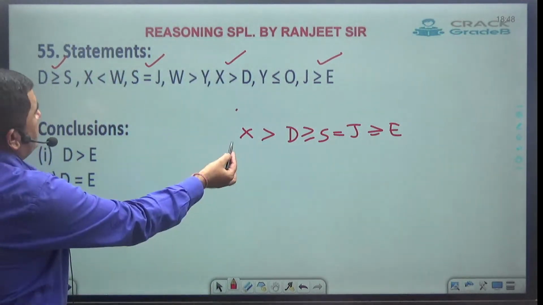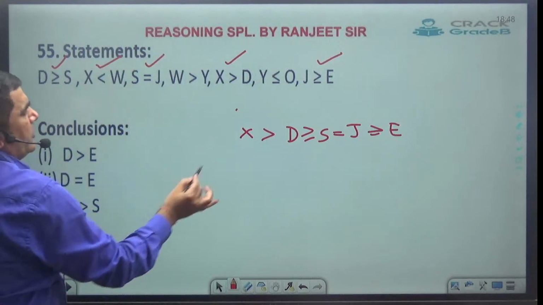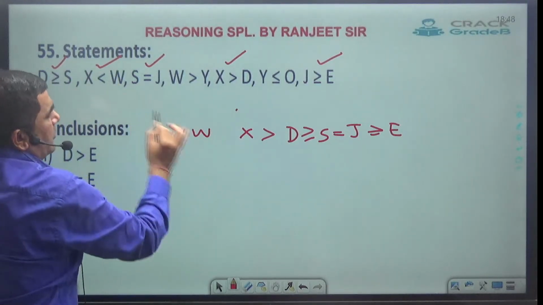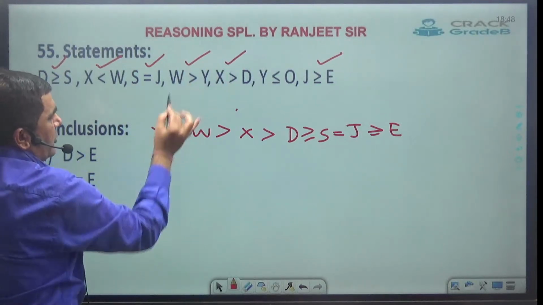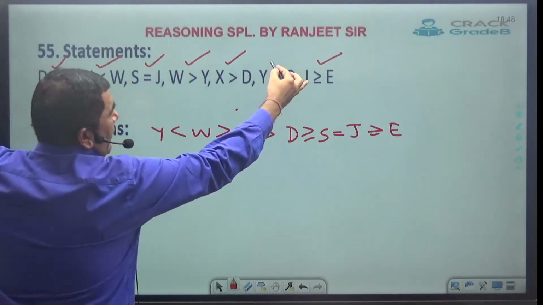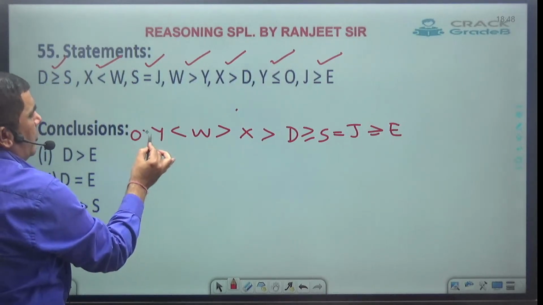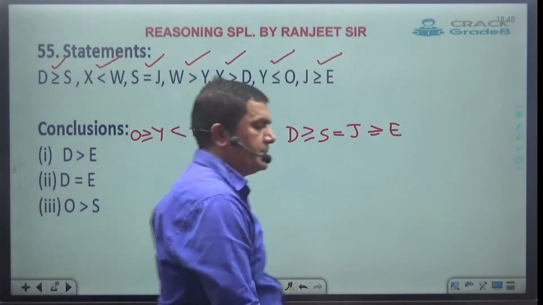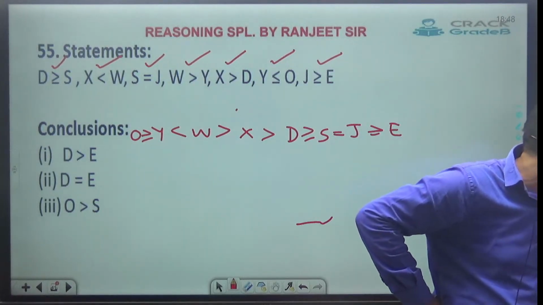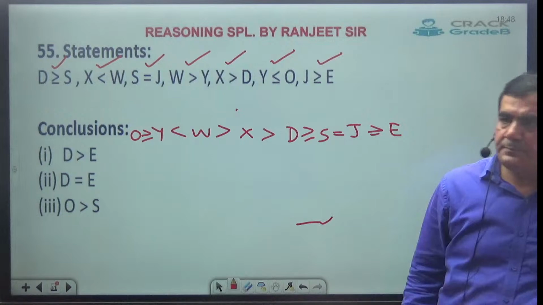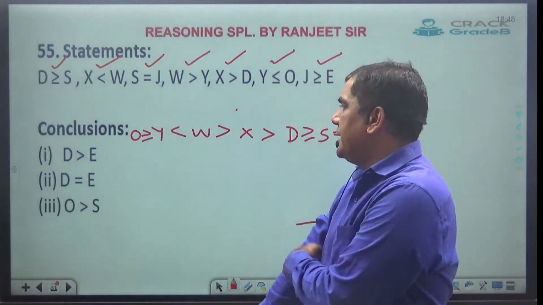Now just see X. X has a relation with W. So X's adjacent will be W and face should be towards W. Then W and Y, face should be towards W. And then Y and O, face should be towards O. The statements have been combined. Done. Clear? Now let's see the conclusion.